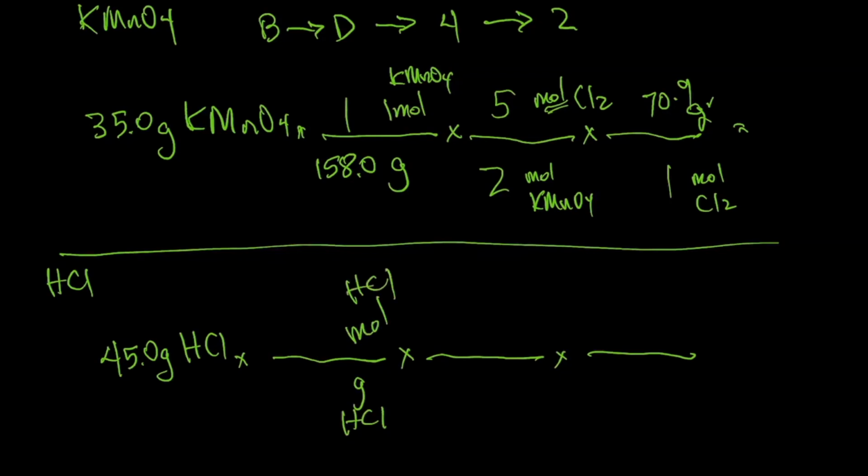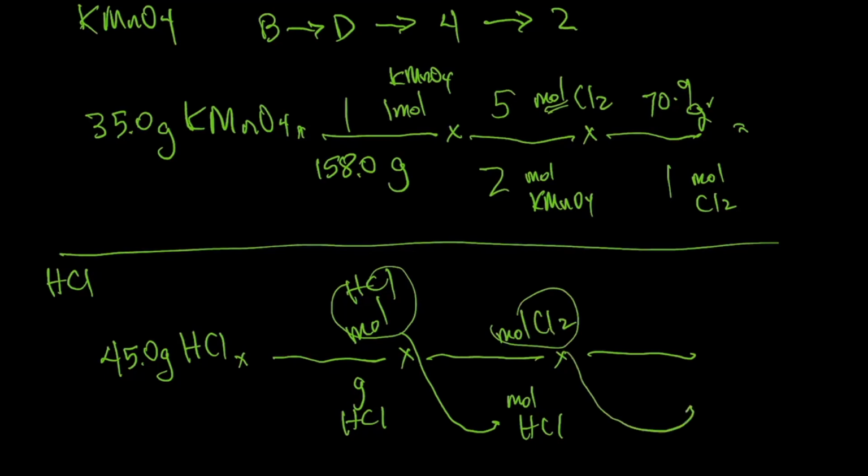And then the second one's the balanced equation, moles of HCl. I'm always letting the previous unit walk me through the next conversion factor. And I've got moles of chlorine. Letting the previous unit walk me to the next step. And then the molar mass of chlorine. Then I have my answer.